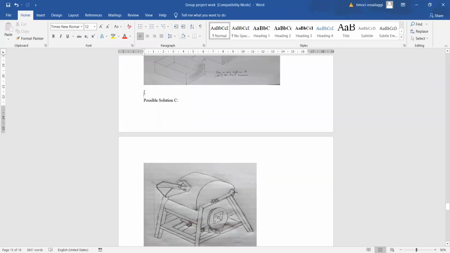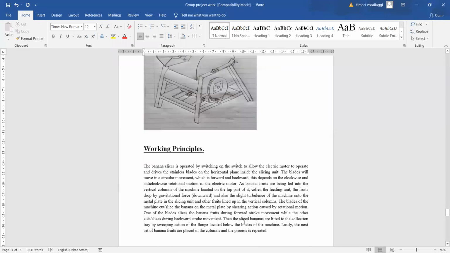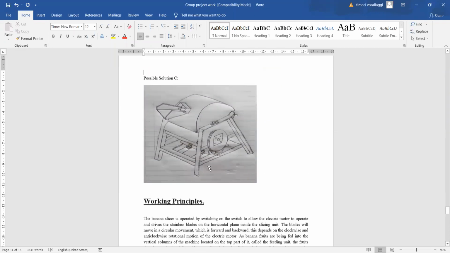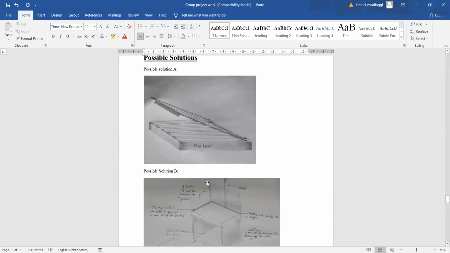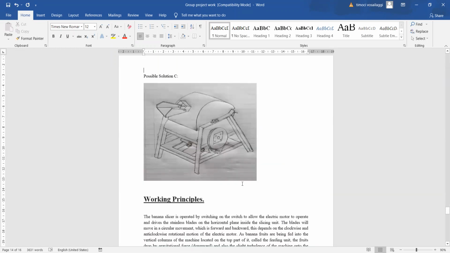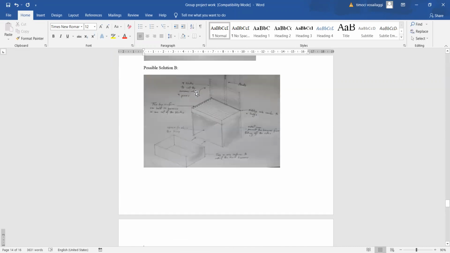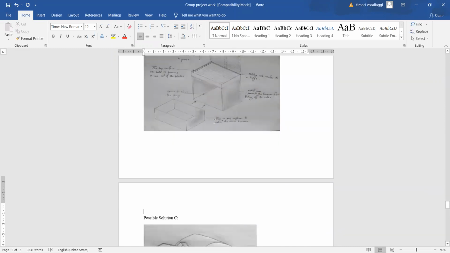This is fine. I would prefer it if you could do a working principle for all of them. Even though these ones seem pretty self-explanatory, it's important that you also just give a little paragraph or two about how you expect these ones would work, your manual ones.